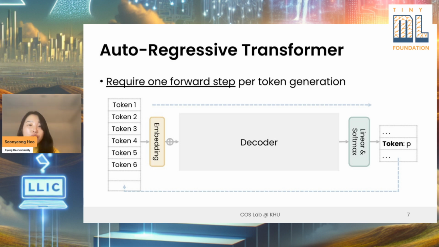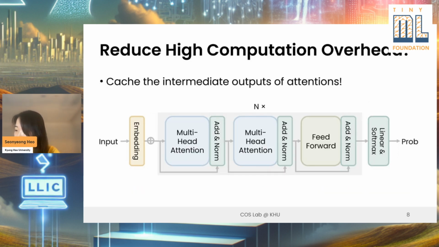This autoregressive behavior requires one forward step per token generation. That means when the model generates n tokens, the model has to be processed n times in total. Therefore, autoregressive transformers may incur high computational overhead, and it makes it difficult to deploy large language models in small computing systems. Then how to reduce the high computation overhead of large language models?